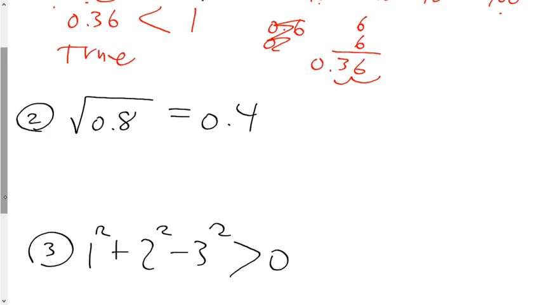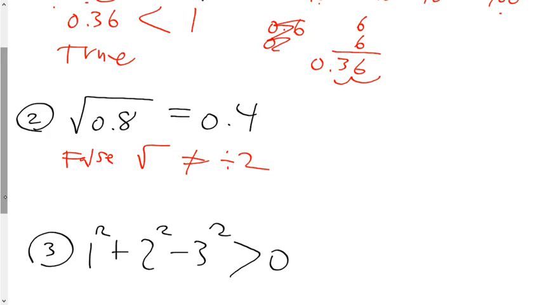Second question says the square root of 0.8 is equal to 0.4. A lot of you would say probably false right off the bat, because you'd say the square root is not the same thing as dividing by 2. You could say something like that, and I'd be like, oh, that's brilliant. Yeah, nice. Not accurate, but still I'd probably say that's good enough.